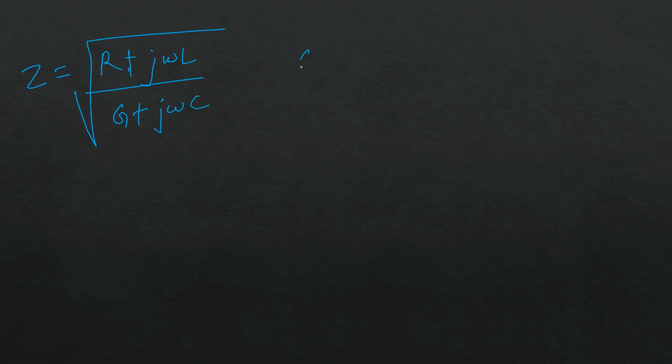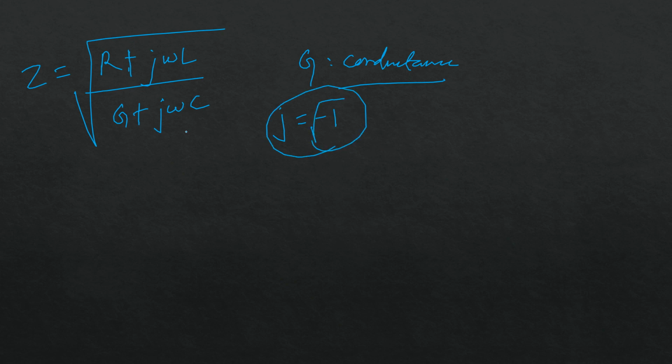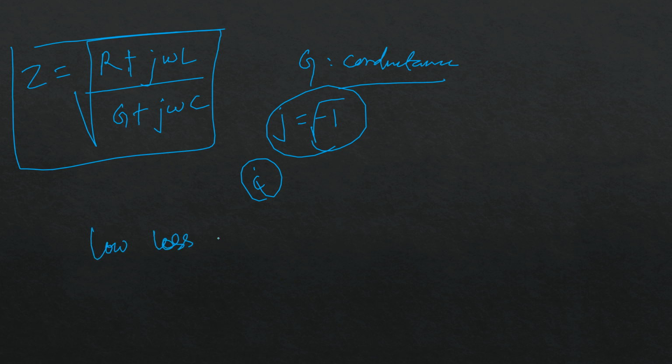Where G is the conductance, and j is root over minus 1. This we write here as j, we don't write i because i is also current. So this is the characteristic impedance. Alright. Now there is a condition, low loss condition.